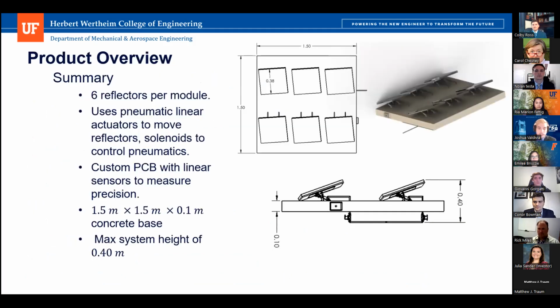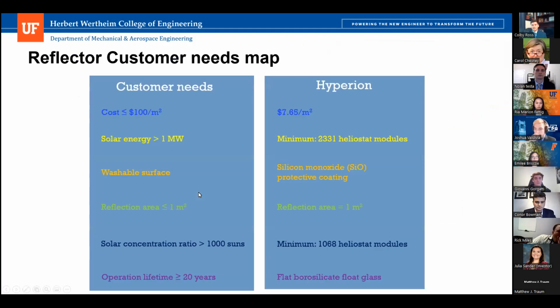Yeah, so the product overview. Summary: right now we have 6 reflectors per module, using, like I said, pneumatic linear actuators to move these reflectors, 2 pneumatic actuators for each reflector, and solenoids to control those pneumatic actuators. And we have a custom PCB with linear sensors to measure the precision and how much these linear actuators are moving. With the concrete base, for now, these can also be mounted into the ground, and then a max system height of 0.4 meters. So I'll let Gio get into the reflector customer needs.